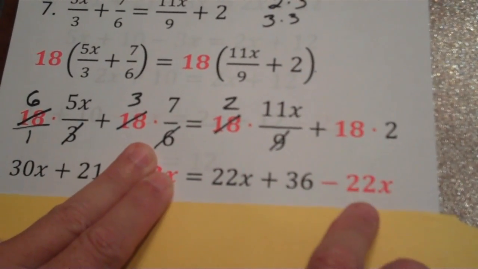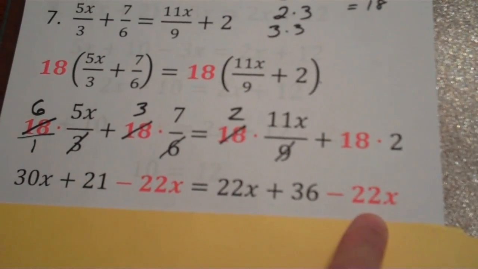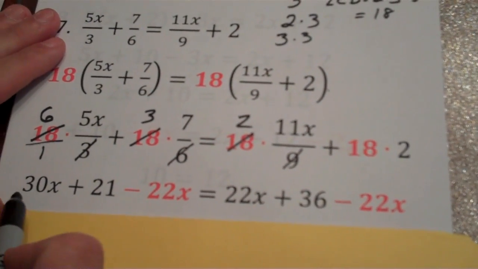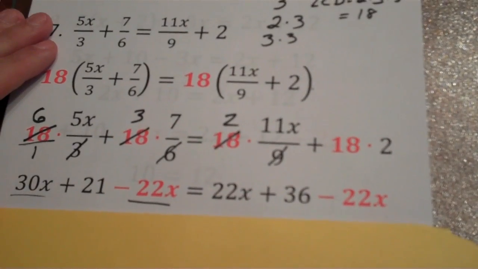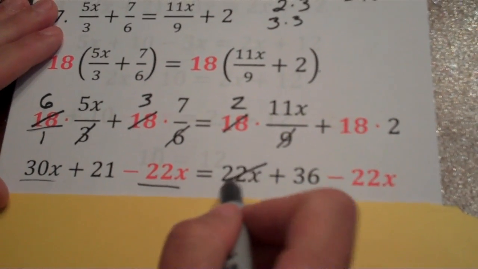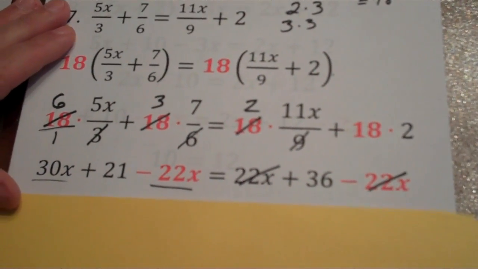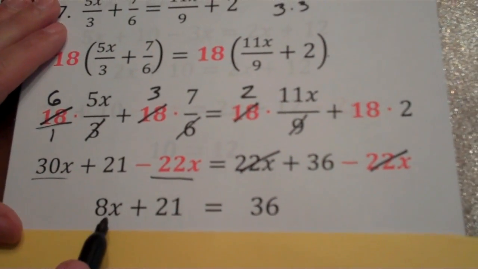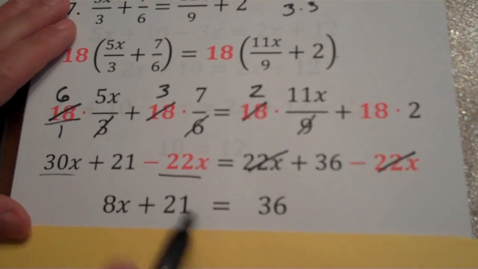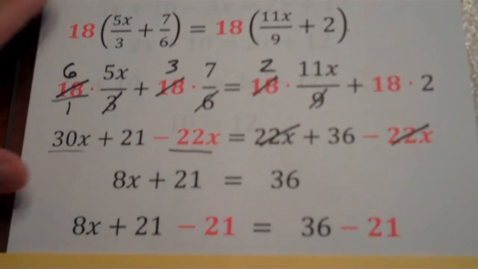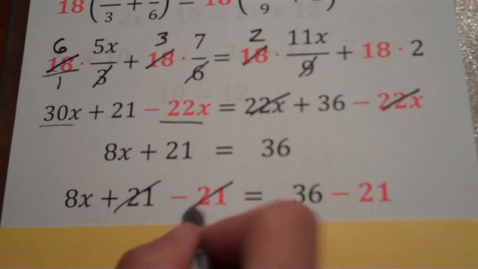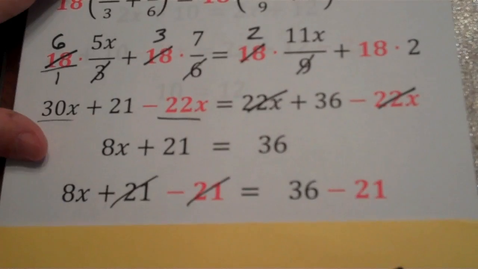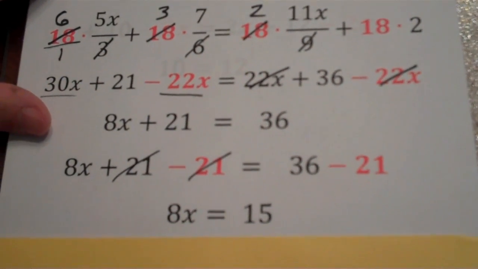I will do that by putting a negative 22 on the right and a negative 22 on the left, which will simplify, leaving me with an 8x on the right plus 21 on the left, and on the right those cancel and I'm left with just the 36. Now I've got x on one side by itself. I need to eliminate the 21 by subtracting 21 from both sides of the equation, and I'm left with 8x on the left and 36 minus 21, or 15, on the right.